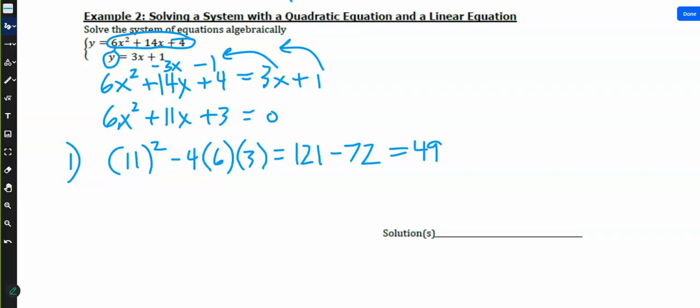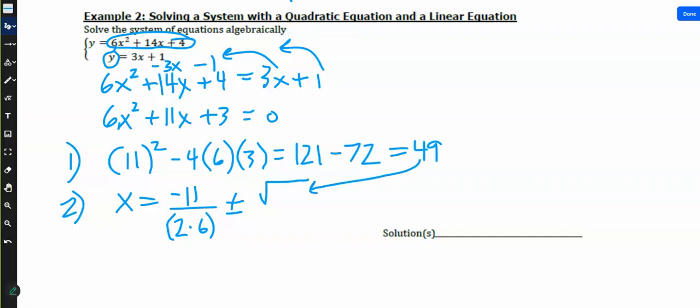Interesting. And then, of course, part 2, we've got x equals the opposite of b all over 2 times a plus or minus the square root of 49 over 2 times a. So that's a negative 11 over 12 plus or minus 7 over 12.